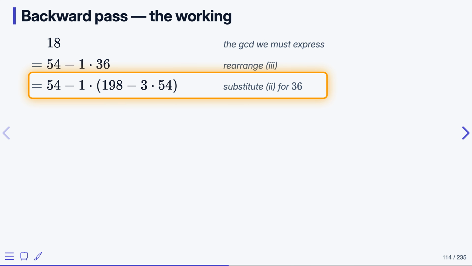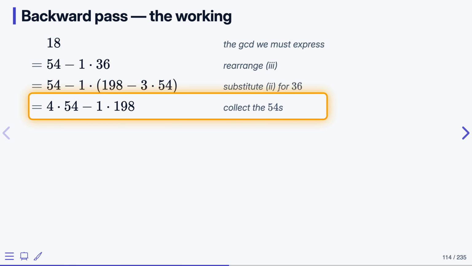Step 2. Now get rid of the 36. Division 2 says 36 equals 198 minus 3 times 54. Substitute that in. Step 3. Collect the 54s. We had 1 54 and the substitution brought 3 more. So 4 times 54 minus 1 times 198.